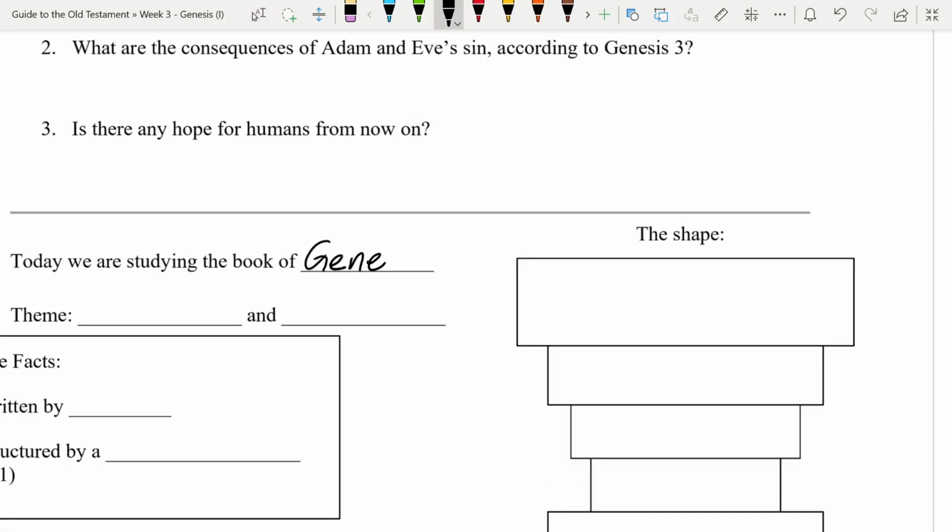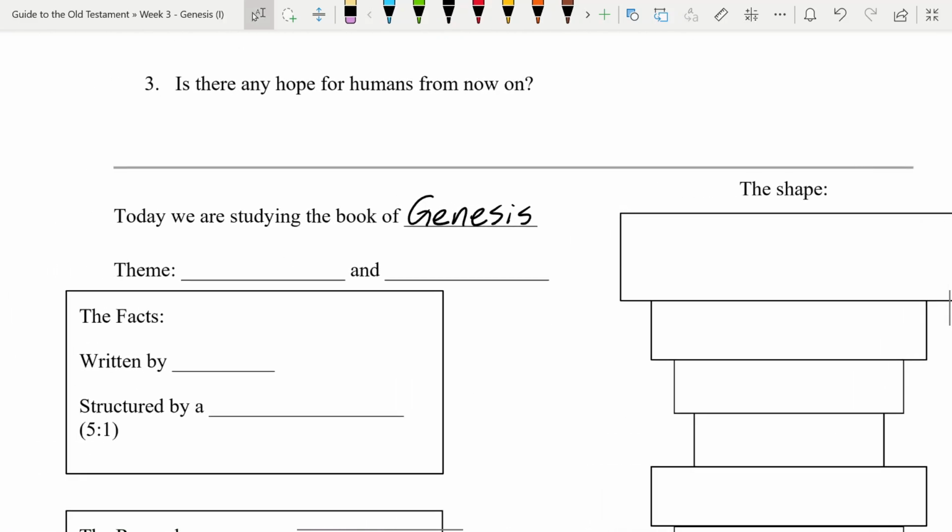Now, Genesis is the only book that we're going to split into two parts as we study through the Old Testament. That's because it's one of the longest books of the Bible, and it's also certainly the most foundational book of the Old Testament. You really have to understand what's going on in Genesis, or you're going to have a lot of trouble following what comes afterward. And so we are going to split it up into two parts. So today we're looking at Genesis chapters 1 through 12, basically.